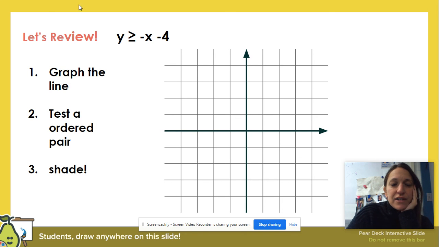So to review those two slides, we graph the line, we test any point, but I would pick an easy point like 0, 0. We plug it in for x and y, we solve, and we see if it's a true or a false statement. A true statement means you include it in the shaded region. A false statement means you do not include it in the shaded region. And then we shade. So that's how to do one inequality.